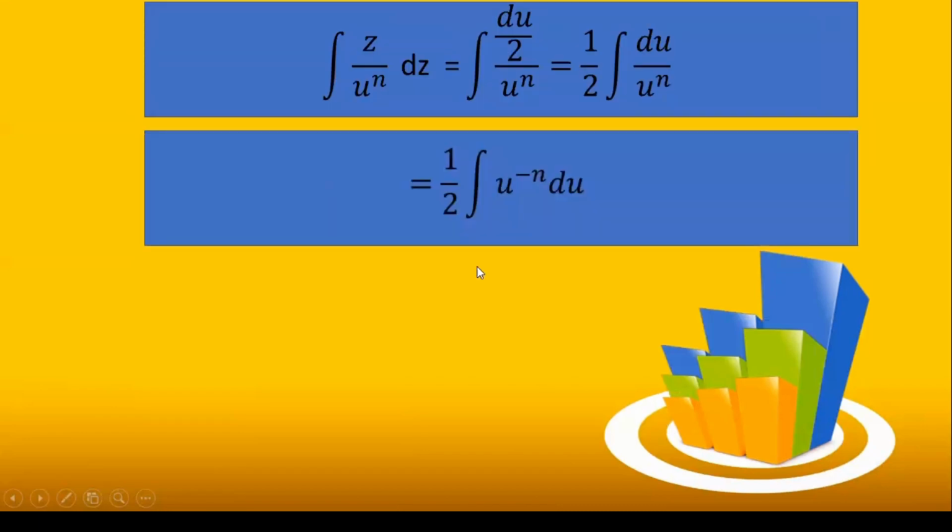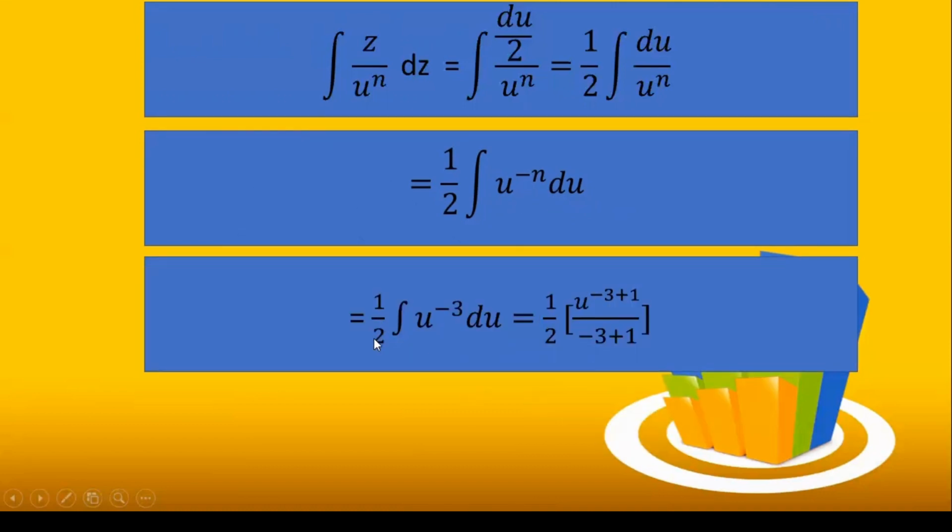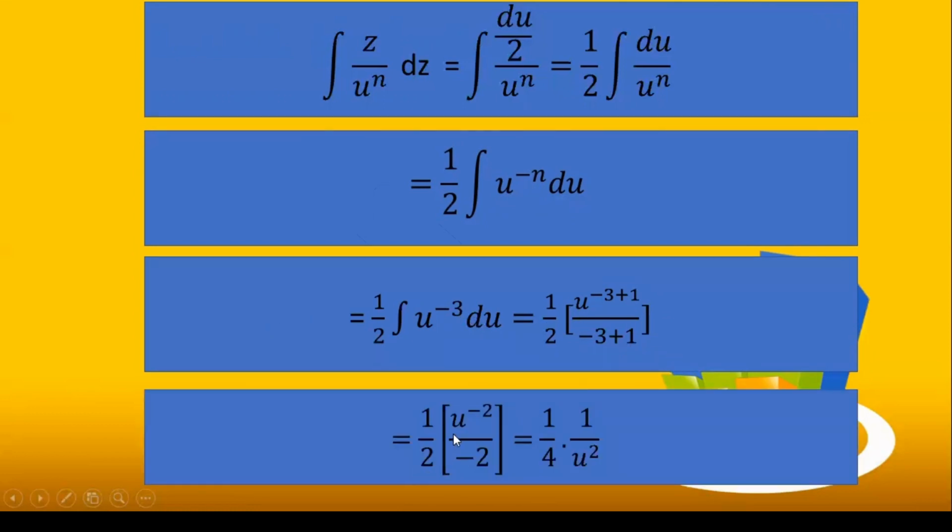And then you get the integral of this one. 1/2 times the integral of u to the, transfer u to the n to the numerator. It becomes u to the power negative n with respect to u. Then apply the integral formula. 1/2 times the integral of u to the negative 3 with respect to u. It becomes 1/2 times u to the negative 3 plus 1 over negative 3 plus 1. 1/2 times the quantity u to the negative 2 over negative 2, is equal to 1/4 times, where did you get 1/4? This must be negative 4, sorry. 1 over negative 4, negative 1/4 times 1 over u squared.